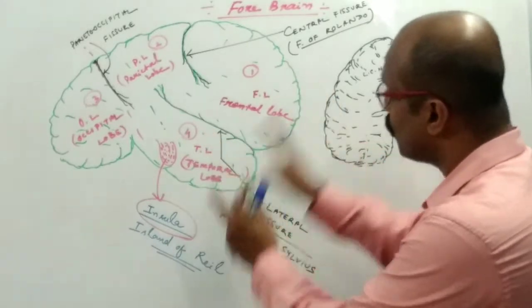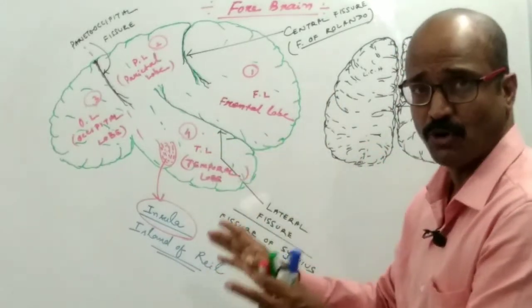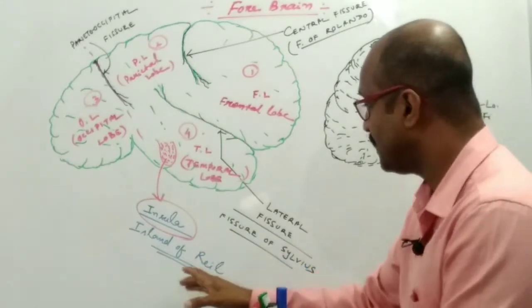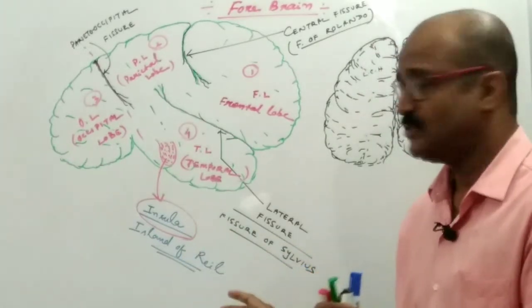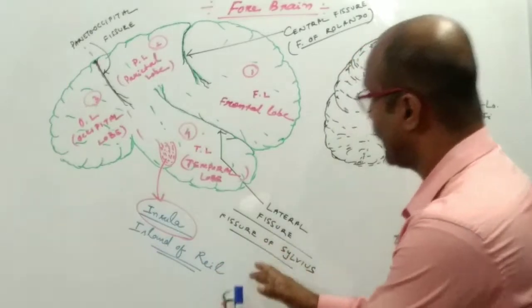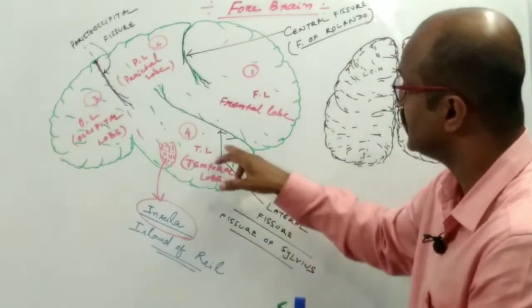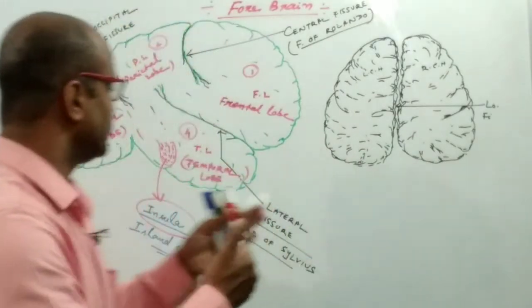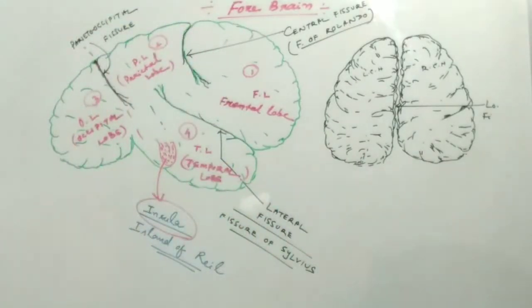And besides these 4 lobes, another lobe is also reported, which is very small, known as the insula or the island of Reil. This island of Reil is hidden by the temporal lobe, present just beneath the temporal lobe.